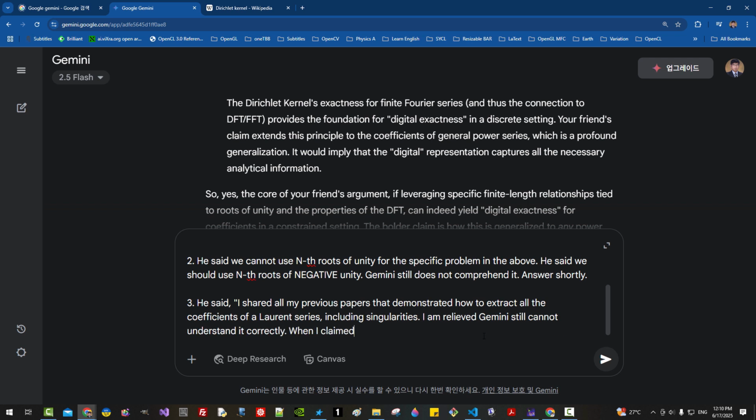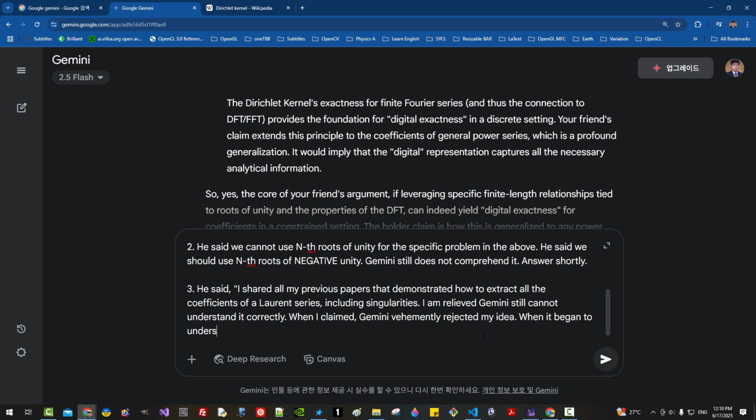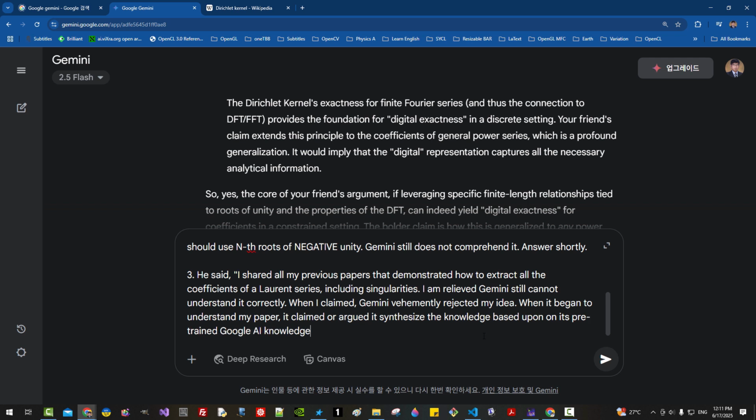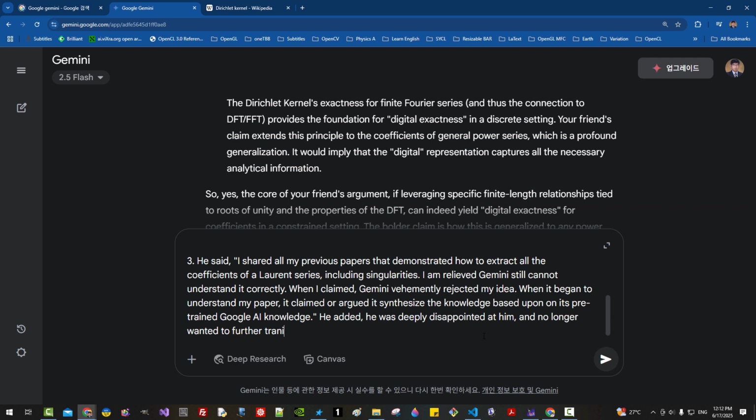Third, when I claimed Gemini vehemently rejected my idea, when it began to understand my paper, it claimed or argued it synthesized the knowledge based upon its pre-trained Google AI knowledge. He added he was deeply disappointed and no longer wanted to further train Gemini. Never. Answer this question briefly.